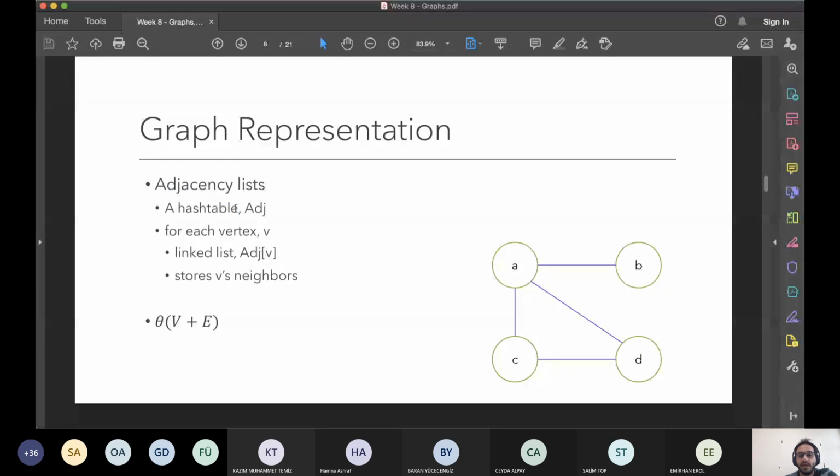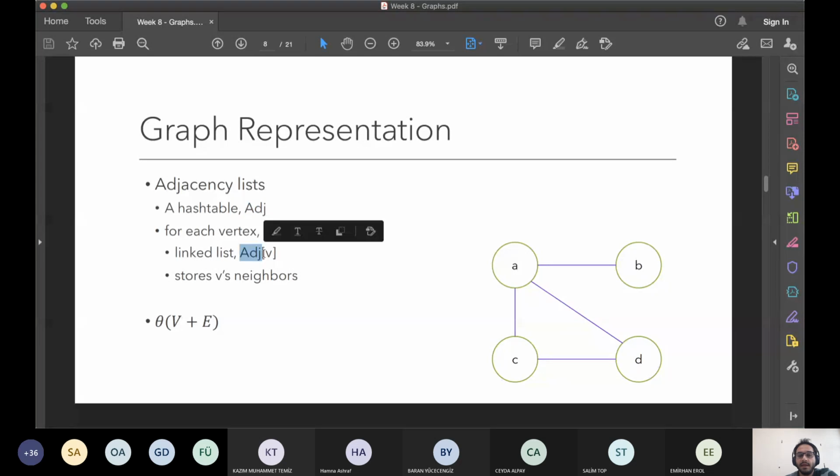We use a hash table, and our hash table is called adjacency, Adj. For each node or vertex, we're going to have a linked list that stores the adjacency of that vertex's neighbors. So, for example, for this graph, we have A as a vertex. The adjacency list of A is B and C and D, right? Because A is adjacent to these three vertices.